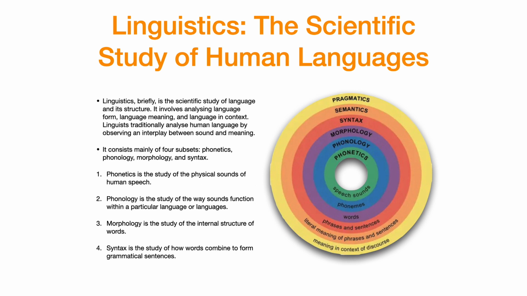Linguistics, the scientific study of human languages. Linguistics, briefly, is the scientific study of language and its structure. It involves analyzing language form, language meaning, and language in context. Linguists traditionally analyze human language by observing an interplay between sound and meaning. It consists mainly of four subsets: phonetics, phonology, morphology, and syntax.